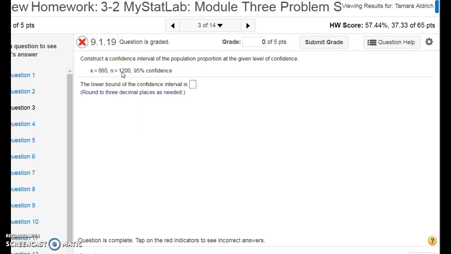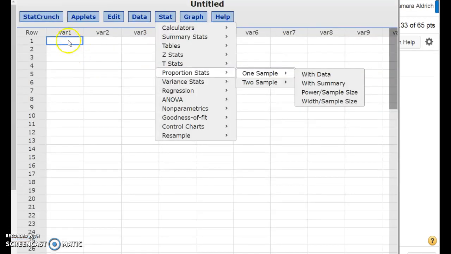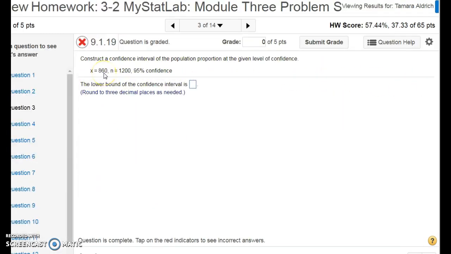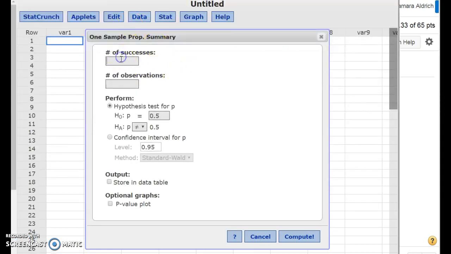If we actually had the results of all 1,200 people in a big spreadsheet with 1,200 rows, that's when we'd use with data. But since it's just the summary stats, we use with summary. So from our sample, there are 860 that fit the proportion. We don't have really any information here what the proportion is. Maybe it's the proportion of people who prefer vanilla ice cream, or who own a pet, or who got the flu shot. It could be anything, but out of this 1,200, 860 fit the bill. That's how many successes we had, and there were 1,200 total people.